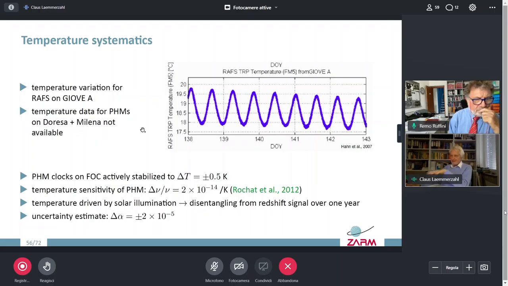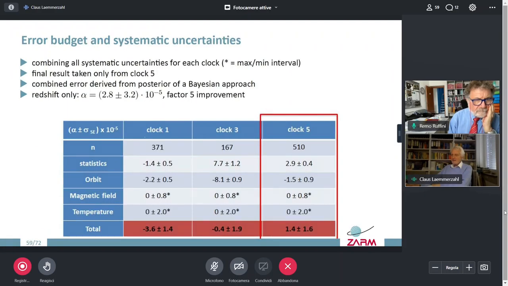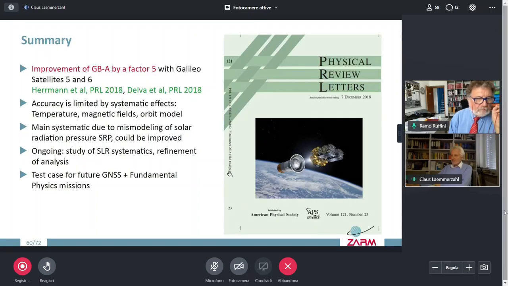And as I told, we discussed extensively possible influences of the temperature and possible influences of the magnetic field of the Earth. And finally, we ended up with a result that there was an effect of the order 2×10⁻⁵. So this is an increase of the order of a factor 5 in the accuracy of the test of the gravitational redshift with clocks. And this then ended up with a cover article of Physical Review Letters.